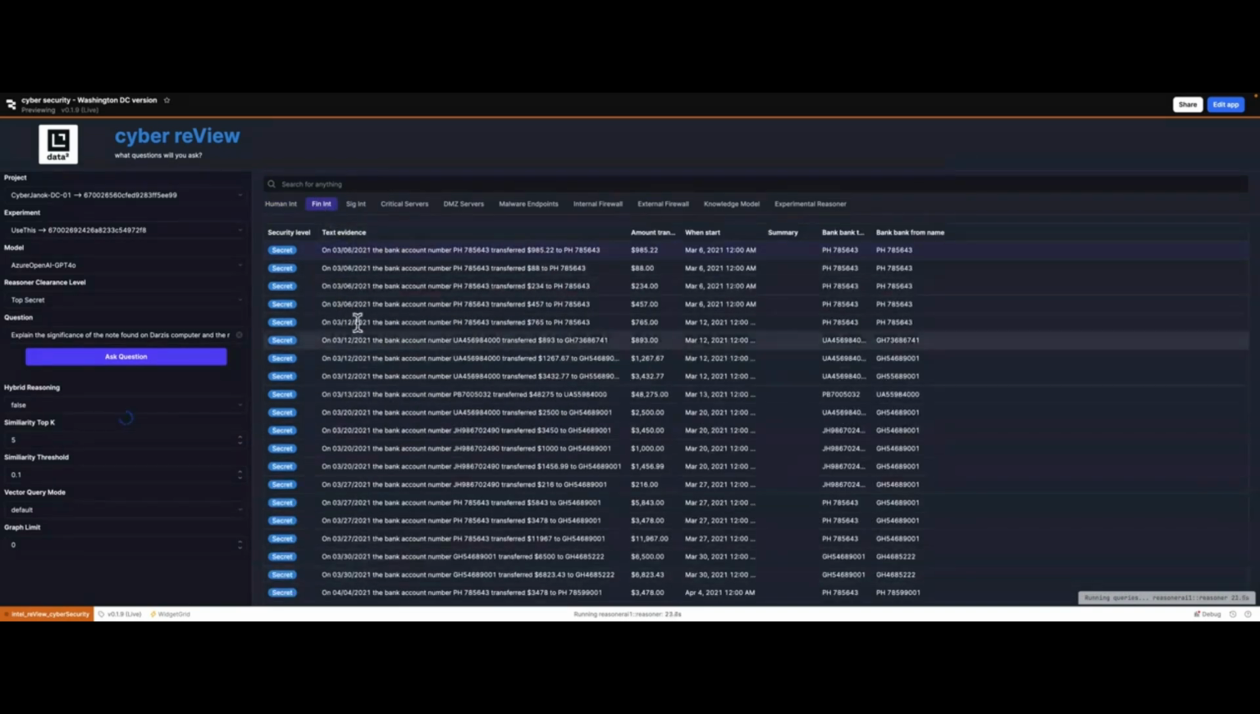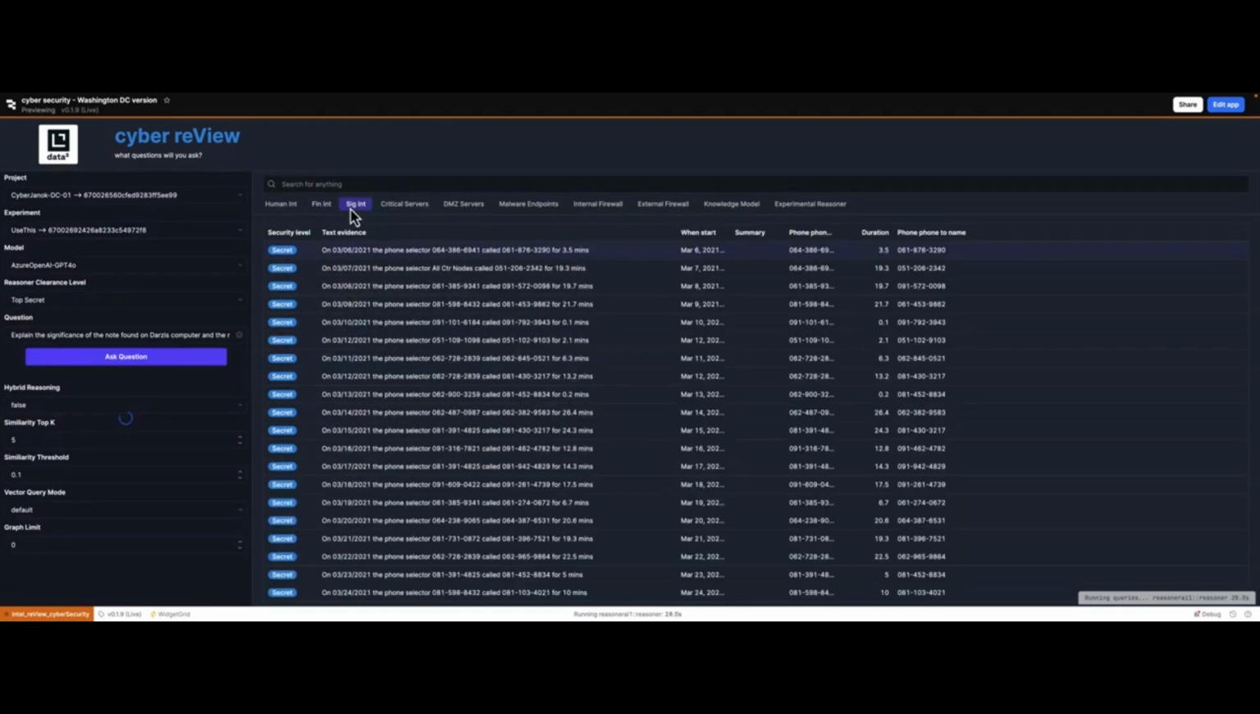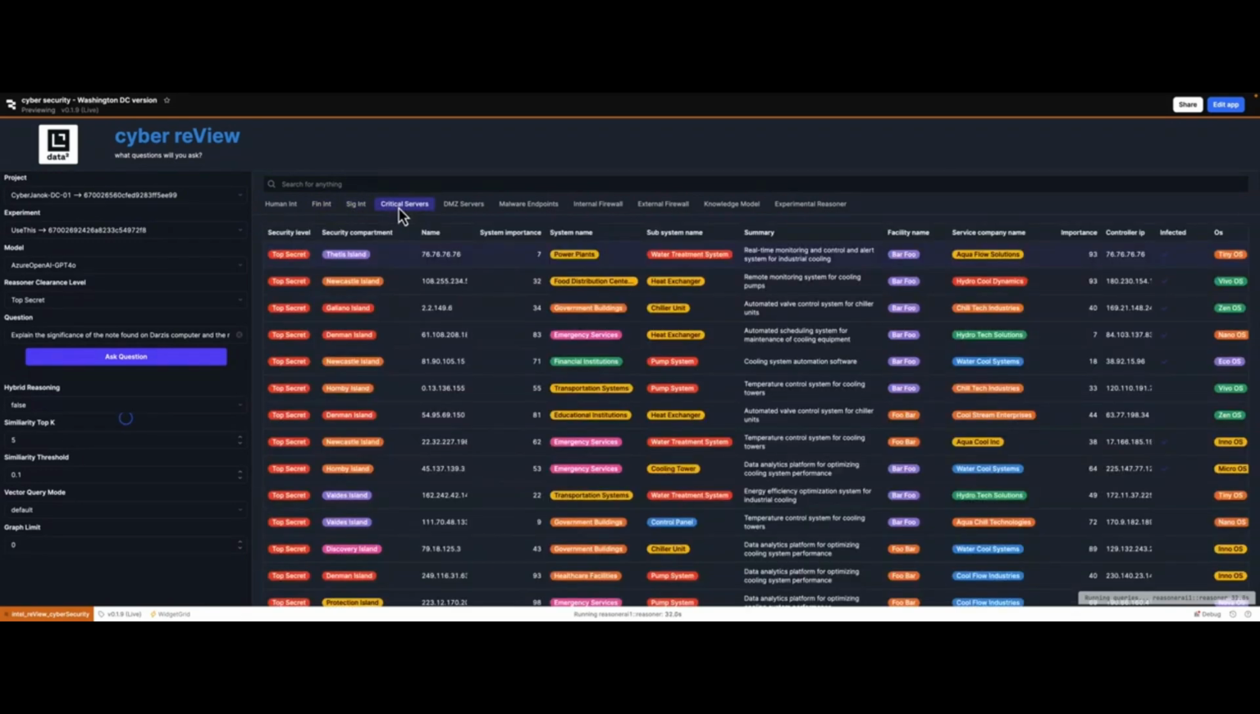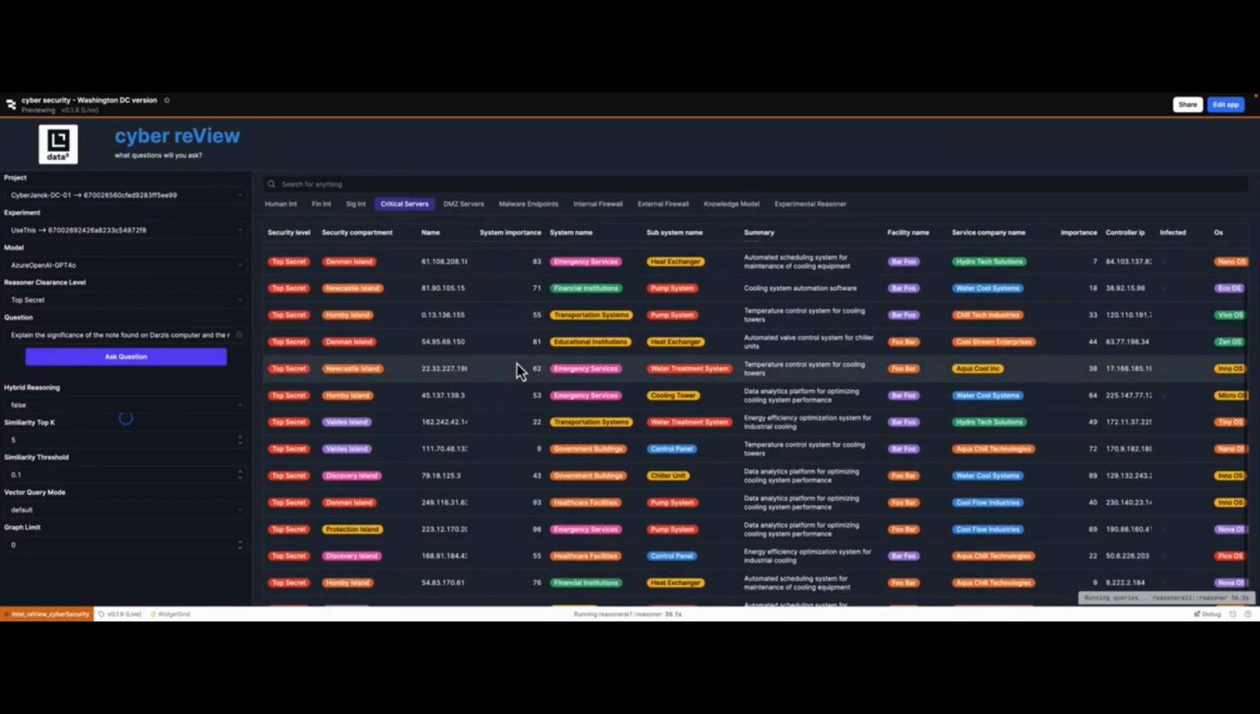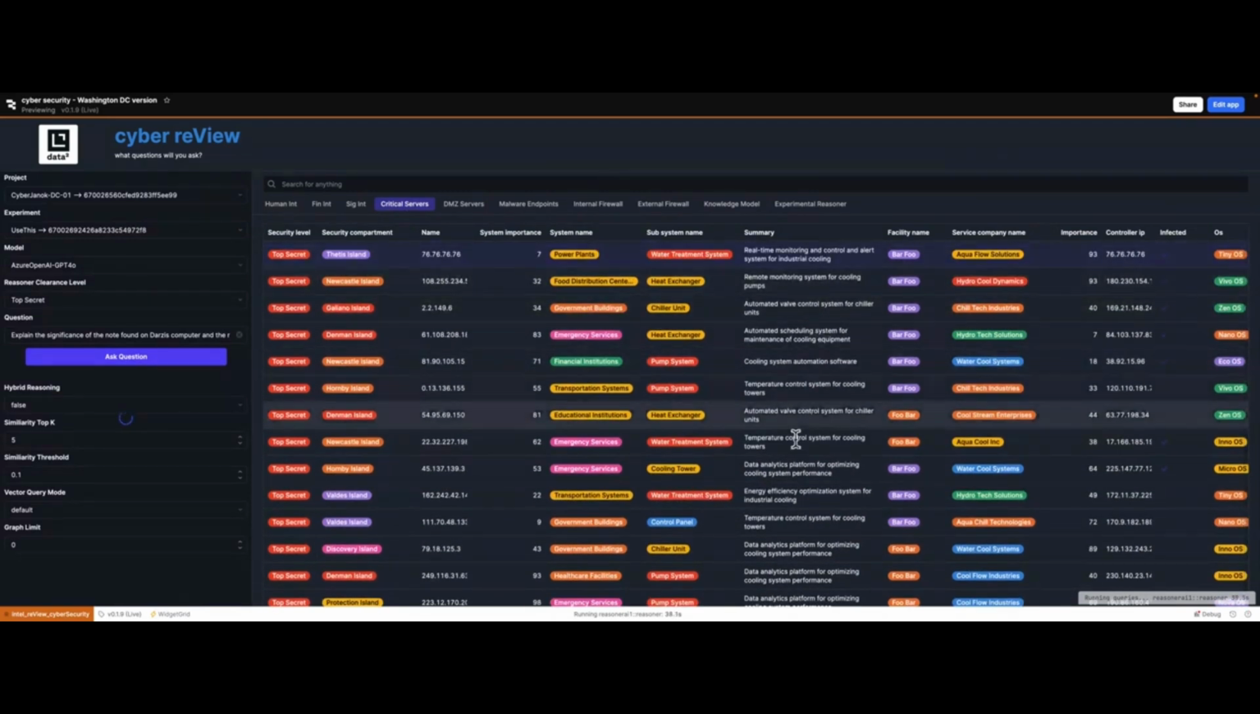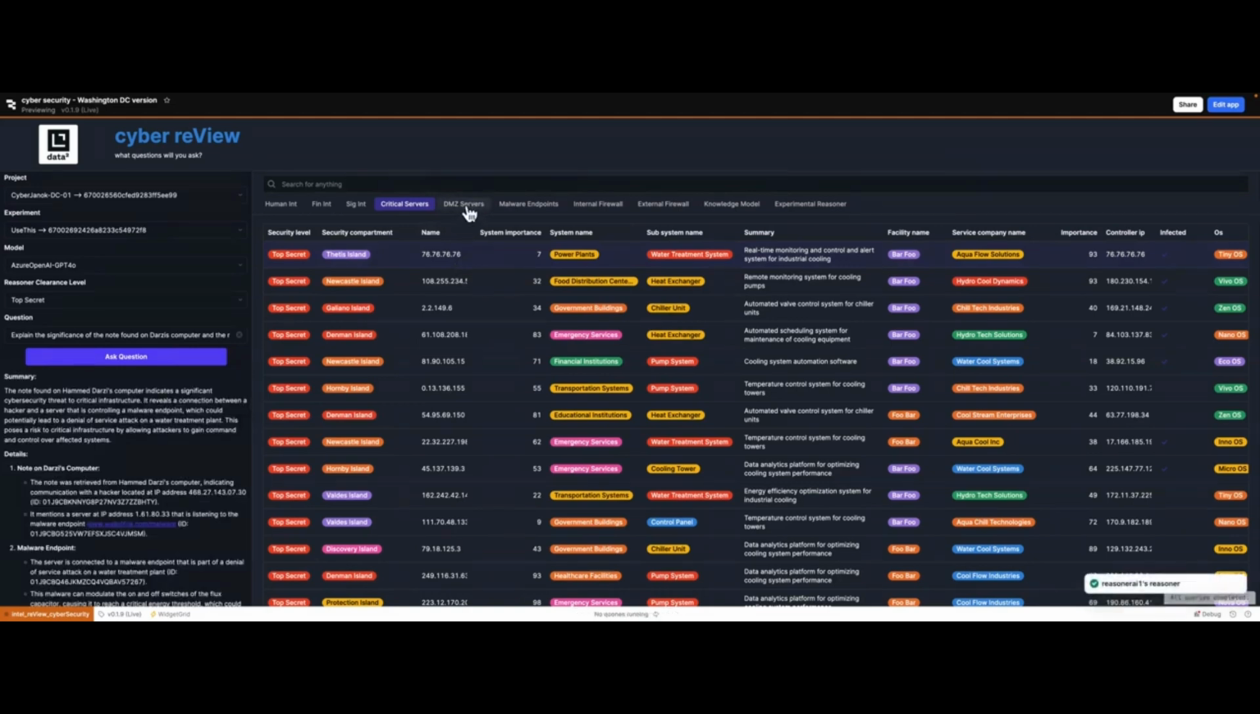Then there's financial intelligence. This talks about all the bank transactions that occurred. Signals intelligence, phone numbers and records. Critical servers, this is a list of all of the internal servers that we consider critical and what they do. So this would basically be an inventory of critical servers and what's the importance of the server, because we want the AI to be able to reason over potentially which one should be patched in what order. We need to have a way to keep track of what's more important than others. And then we've got DMZ servers.